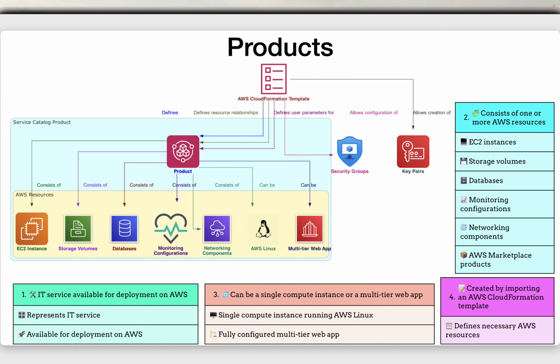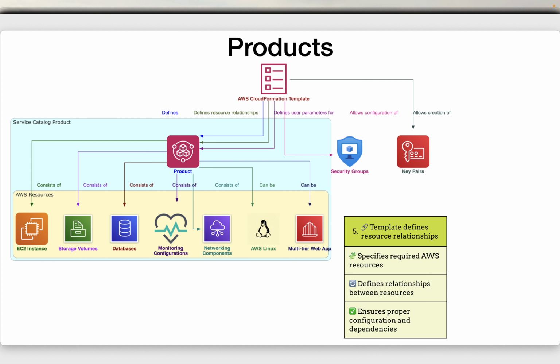To create a product in Service Catalog, you need to import an AWS CloudFormation template that defines the necessary AWS resources for that product. The AWS CloudFormation template not only specifies the required AWS resources, but also defines the relationship between those resources, ensuring proper configuration and dependencies.